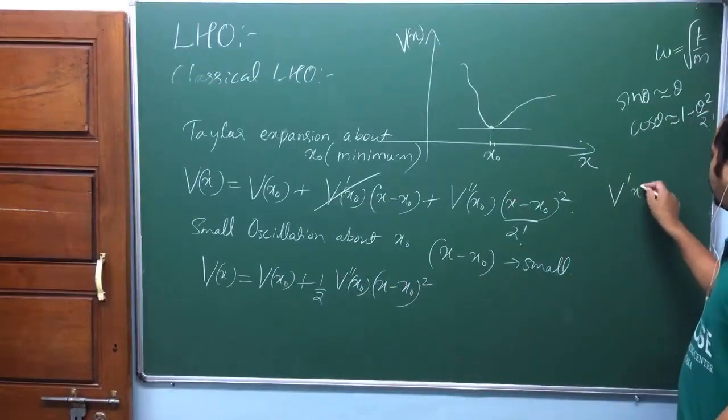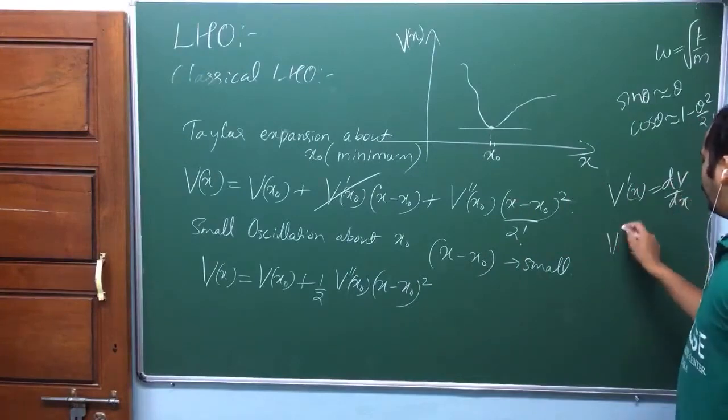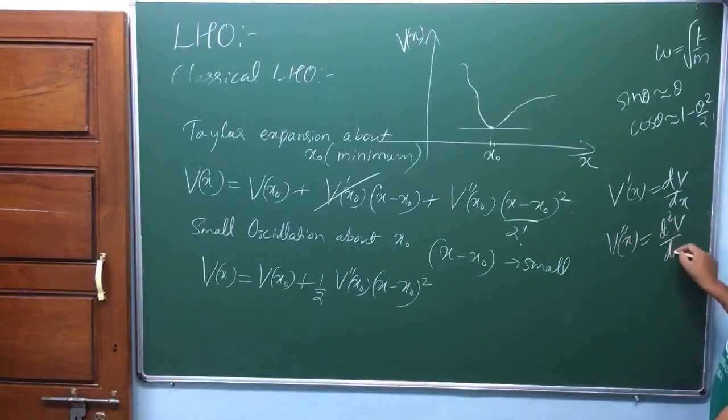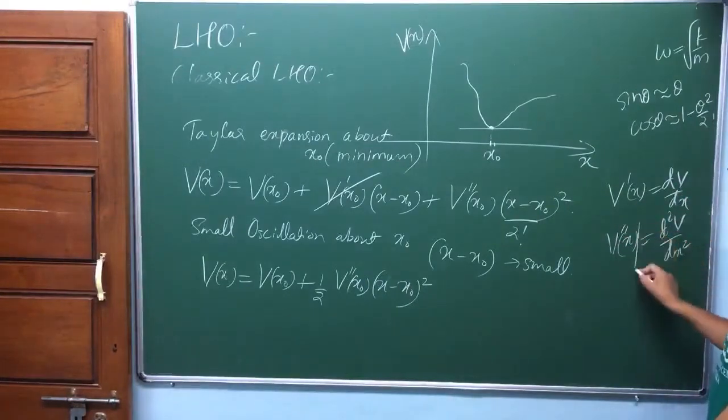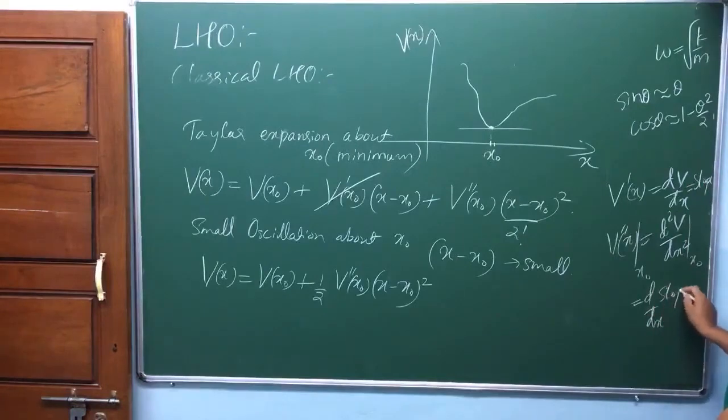V dash of x means dv by dx. Am I right? V double dash of x means d square v by dx square, at x naught. So this is slope. Am I right? This is slope, and this is d by dx of slope. Second derivative means derivative of slope, isn't it?